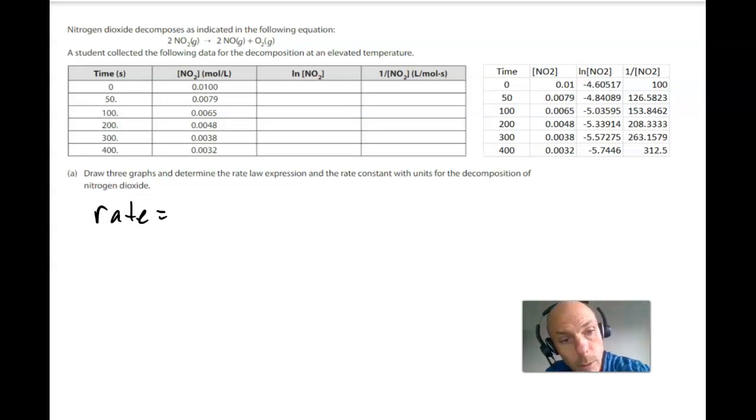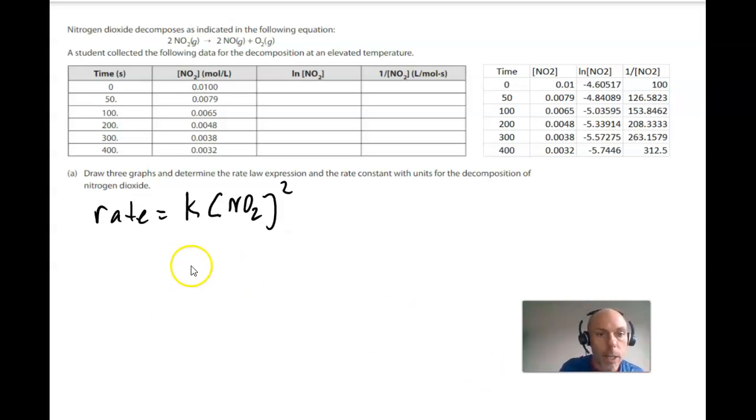Rate will be equal to the rate law constant K, which we'll find in a moment, times the concentration of NO2 squared. There's our second order rate law. Final thing we need to do is to find the value and unit for K, substitute that in, republish the law, and then we're done.